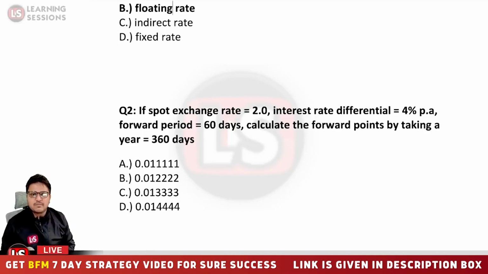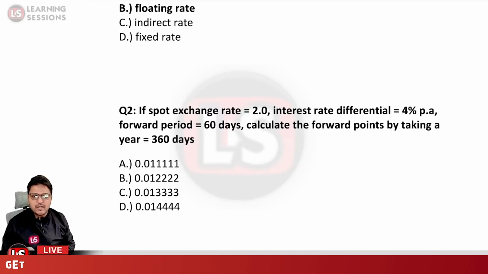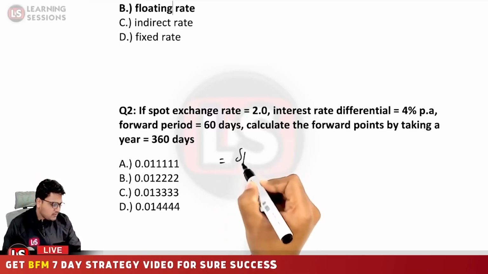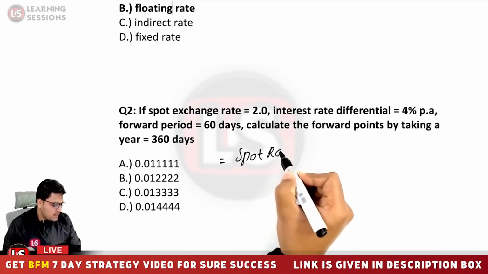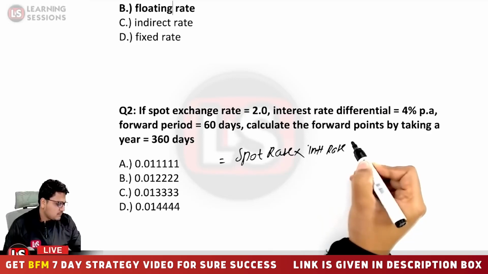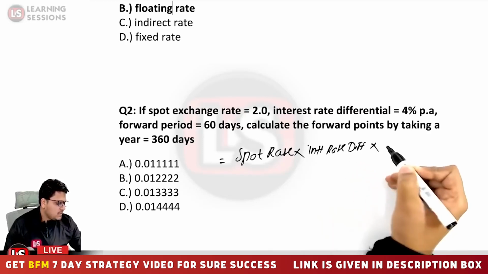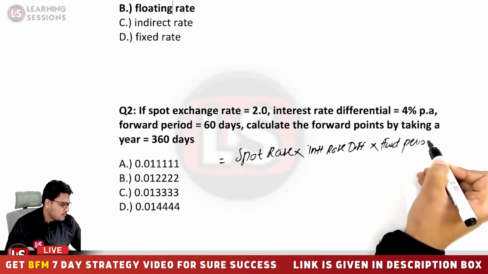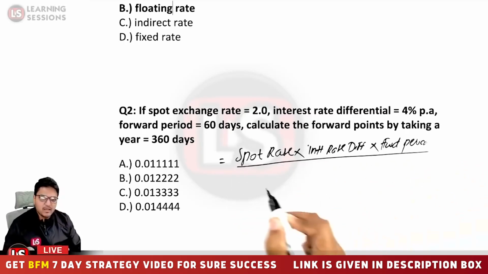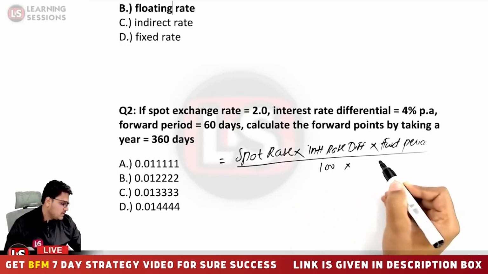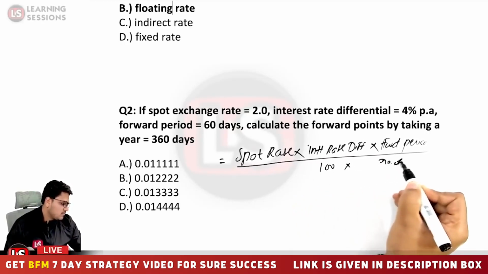So spot rate is given, interest rate differential is given, forward period is given, and it's quite easy to calculate. So what is the answer? What is the formula related to it? Let me just remind you again. It is the spot rate multiplied by the interest rate differential multiplied by the forward period and divided by 100 and the number of days in a year.